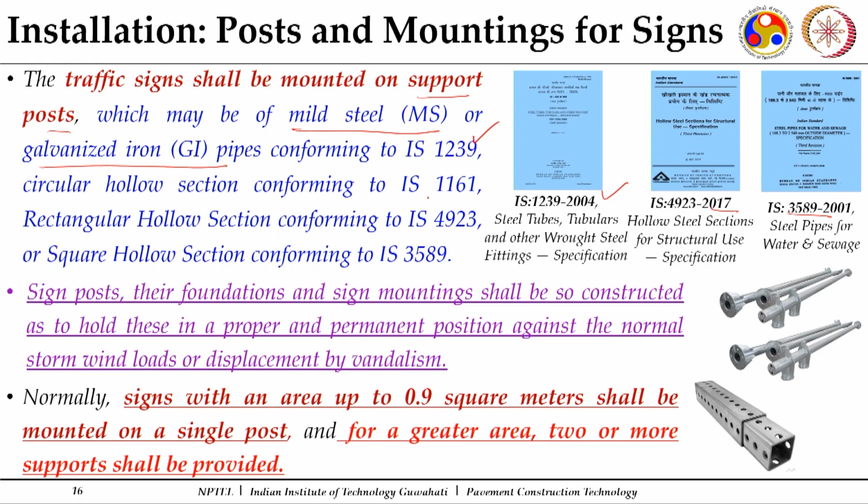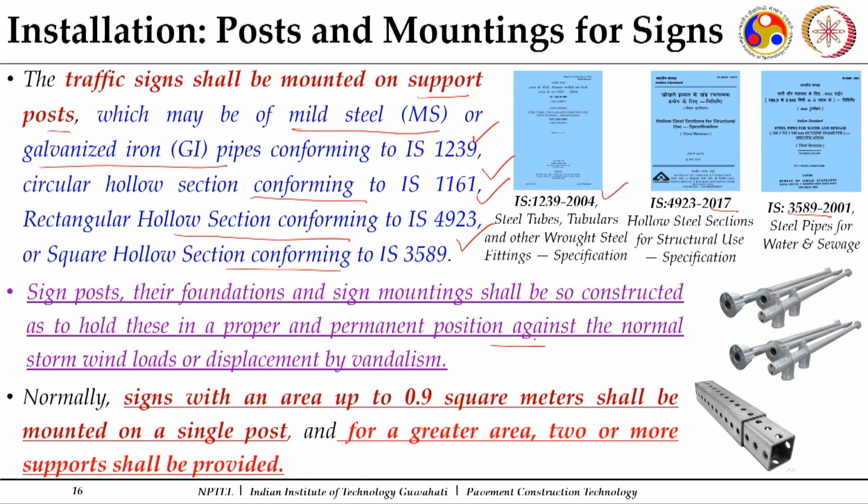So, IS 1239, or circular hollow sections conforming to IS 1161, rectangular hollow sections conforming to 4923, or square hollow sections conforming to 3589. If they are using these different sections, they should be as per their respective IS specification requirements. Sign posts, their foundations and sign mounting shall be so constructed as to hold them firmly in a proper and permanent position against the normal storm winds, because during storms they may get tilted.